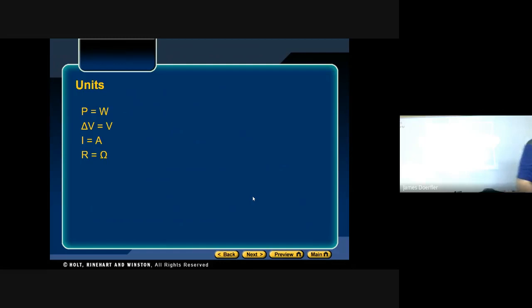So as a reminder, here are your units. Power, again, is watts, capital W. Delta V is volts, V. I, which is current, is amps. And R, resistance, is equal to what? Ohms.